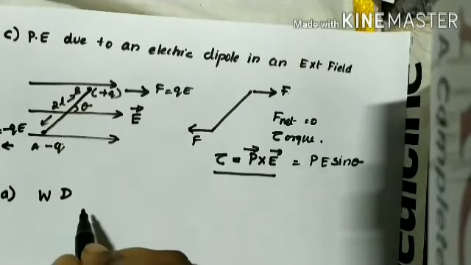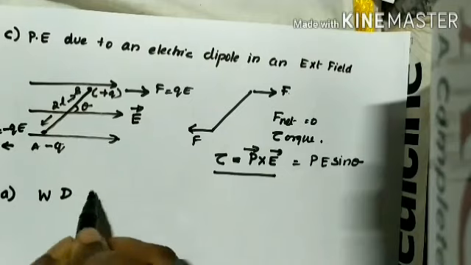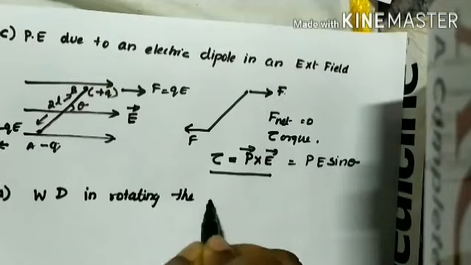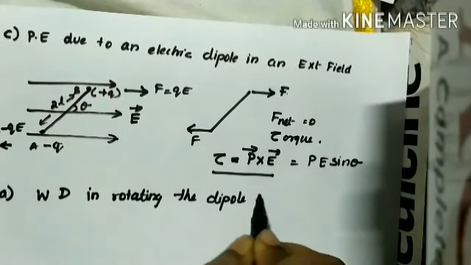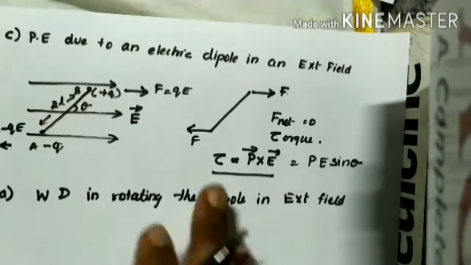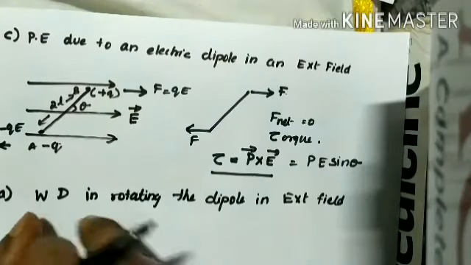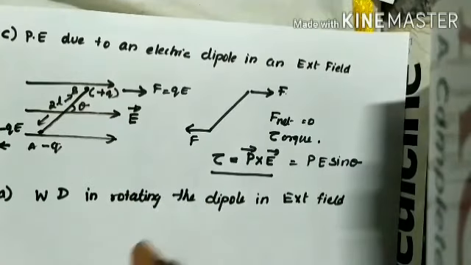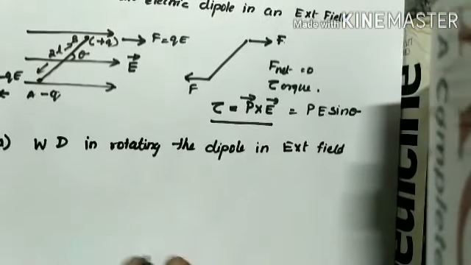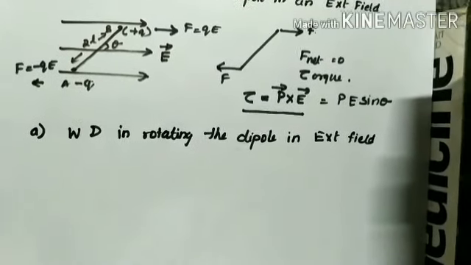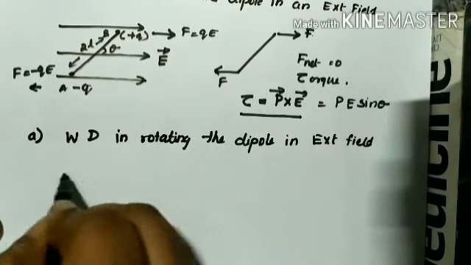First is work done. What work is done when this torque rotates the dipole? That is, work done in rotating the dipole. I hope you remember the expression. What was the expression for work done? It is force into distance. But what type of work is happening here? Here it is going to rotate, so there is no force in the usual sense, but yet we are telling there is work. So the work is done by rotatory motion. There is no translational motion, but there is rotational motion.